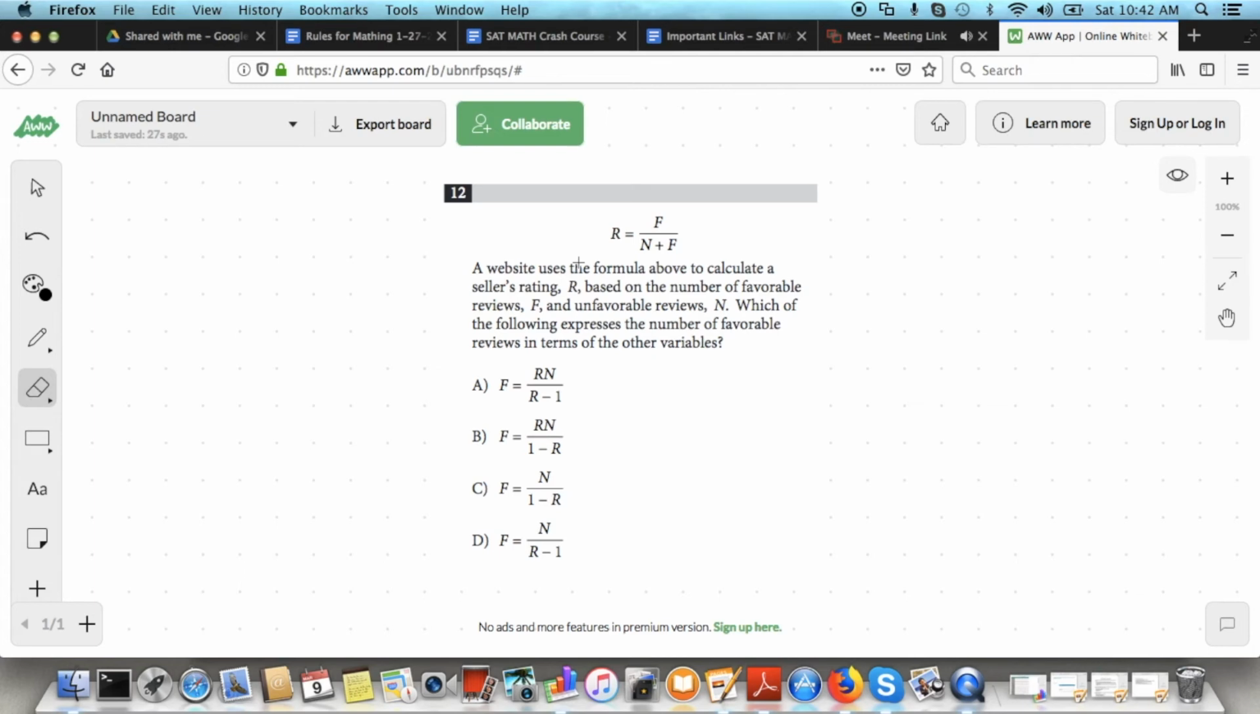Okay. What are we solving for here, Owen? We're trying to get F onto the left side of the equation. Yeah, we're trying to get F by itself, right? So it's a real fancy way of saying isolate F. Which of the following expresses the number of favorable reviews, that's F, in terms of the other variables. Isolate F. Does that make sense, guys? If you look at the answer choices, all of them have F by itself on the left-hand side of the equation. So clearly we have to isolate F. Just be aware of that kind of phrasing that pops up a lot on the SAT.